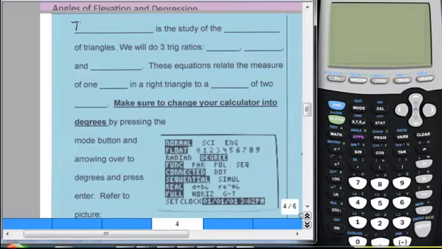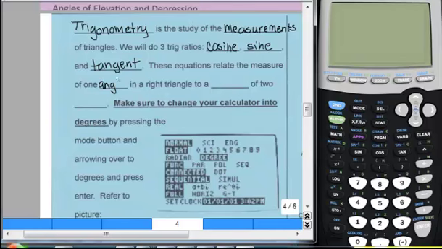Okay, trigonometry is the study of measurements of triangles. We would do three trig ratios there: cosine, sine, and tangent. These equations relate the measures of one angle in a right triangle to a ratio of two sides. And you have to make sure to change your calculator into degrees.